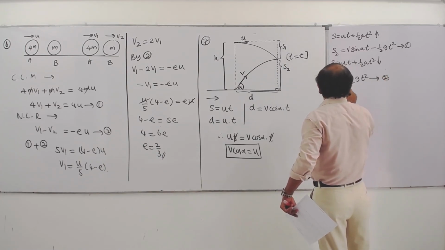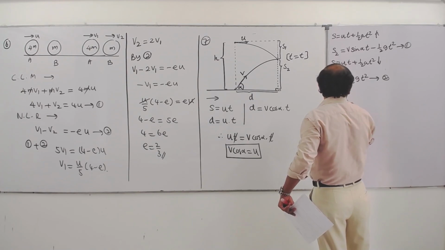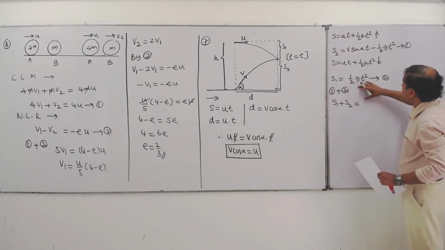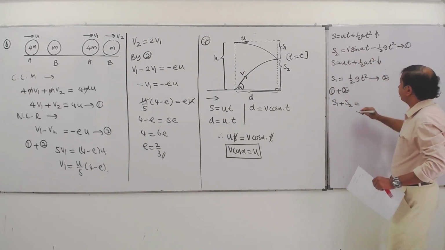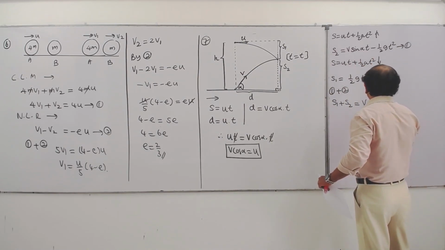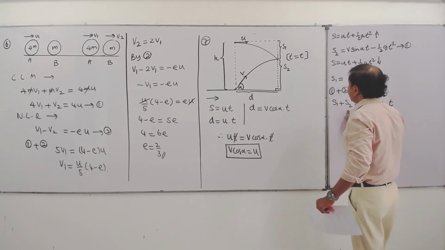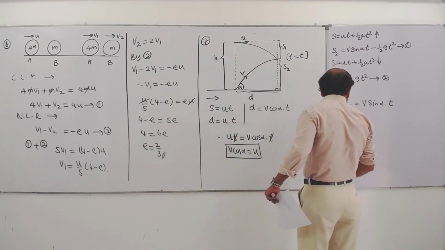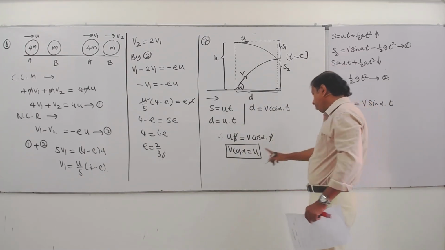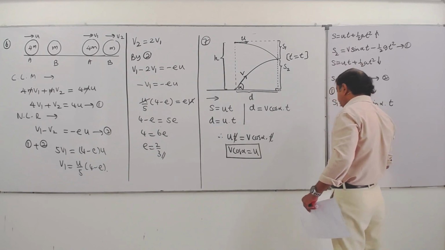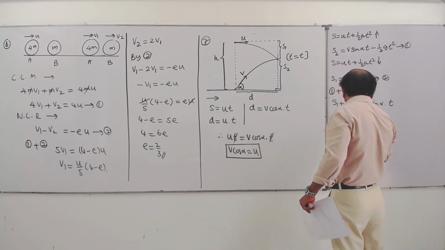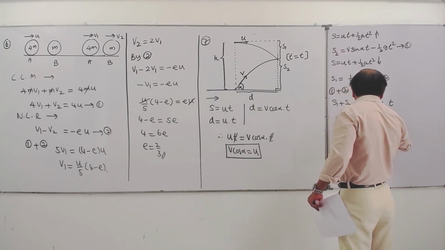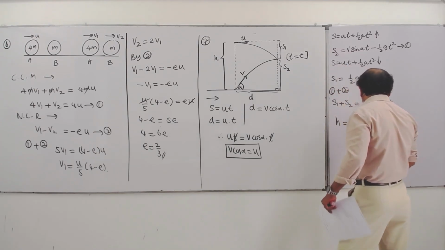Now add 1 and 2. Then on the left hand side we get s1 plus s2. On the right hand side, this and this will cancel, leaving v sin alpha t. S1 plus s2 total is this h. This is h. Substitute for v: v means u over cos alpha. So u over cos alpha into sin alpha times t. Now you can make t the subject.